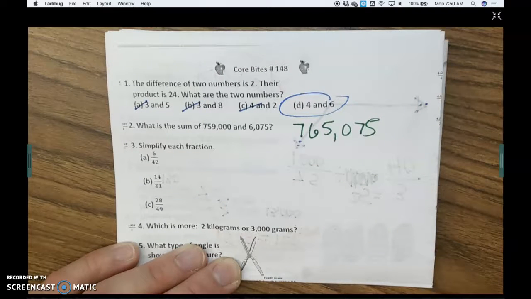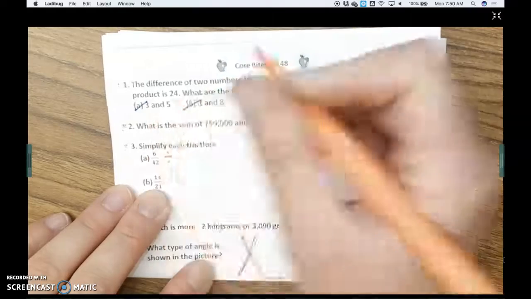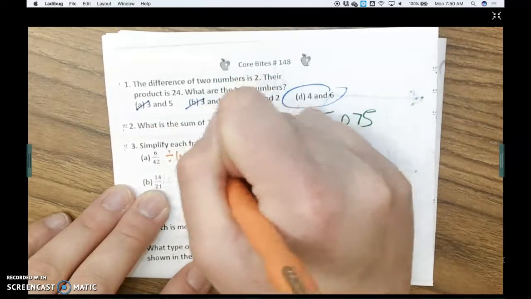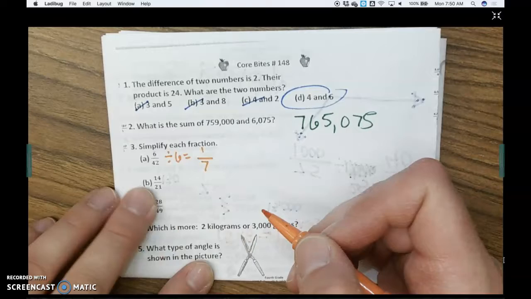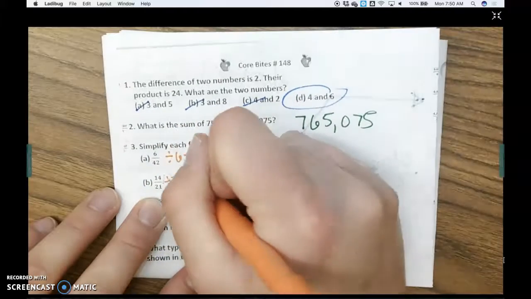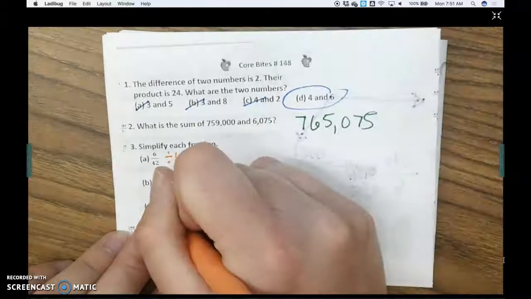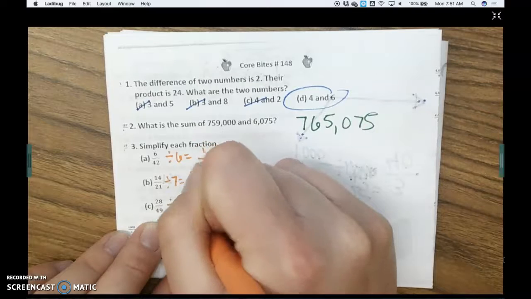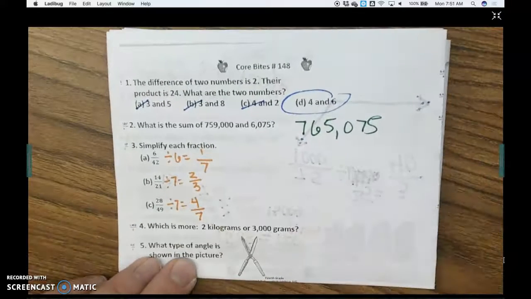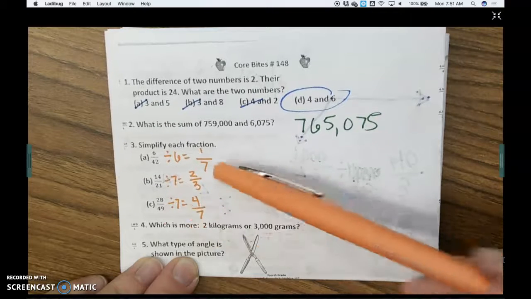And then for number 3, you're going to simplify the fractions. So for 6 over 42, you're going to divide the numerator and the denominator by 6. So you're going to get 1 over 7. For 14 over 21, you're going to divide by 7. You're going to get 2 over 3. And then for 28 over 49, you're going to divide by 7, and you're going to get 4 over 7. Okay, so as you can see, the numbers they pretty much had in common in some way, they all had 7 somewhere.